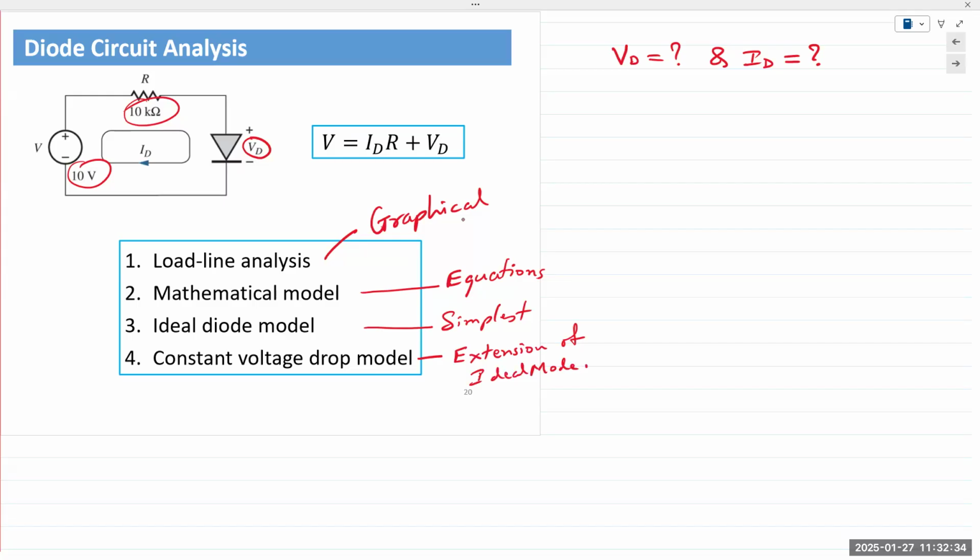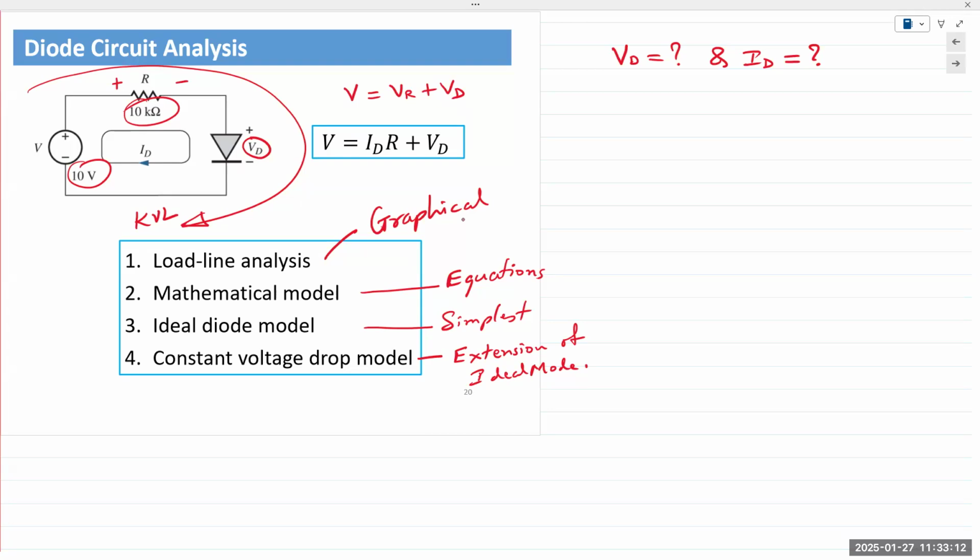So let's take a look at load line analysis first. To generate an equation for the circuit, you're simply going to apply KVL around the loop, and we obtain this equation right here. Voltage source V is supplying 10 volts, so that some combined voltage is being dropped across the resistor and the diode. V is equal to VR plus VD.